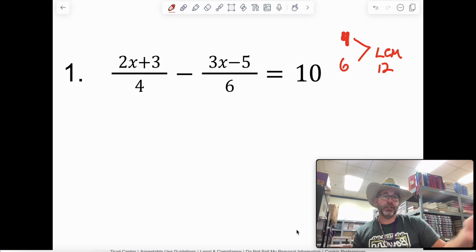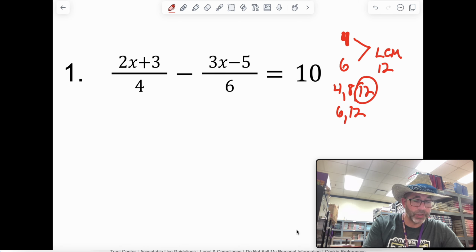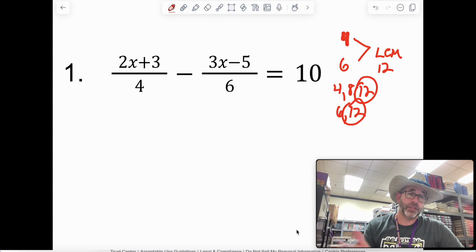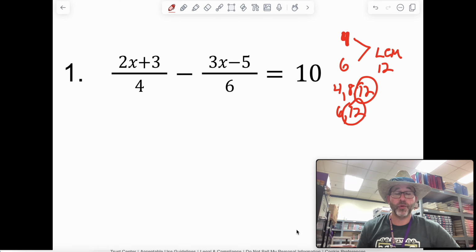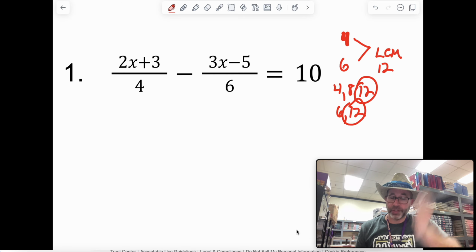Because 4, 8, 12, and then 6, 12. If we look at 4, 8, 12, and then 6 and 12, we're just looking at multiples. We do run into 12 first. If I was to continue, we'd eventually run into 24. Still works, we're just going to use bigger numbers. Well, what is it that we actually do with this now?